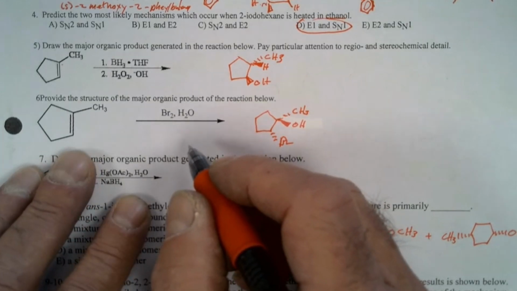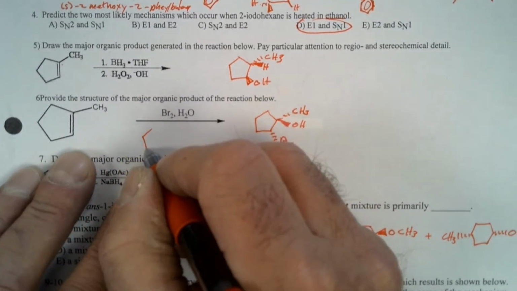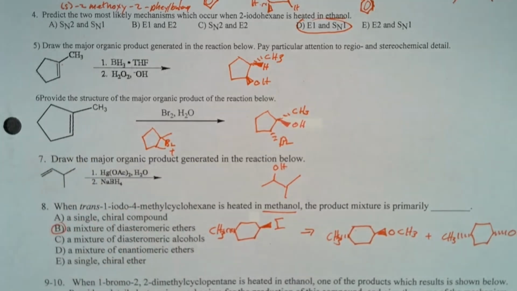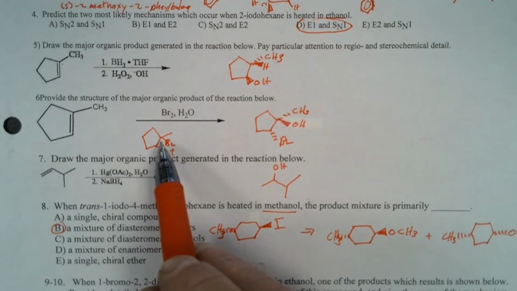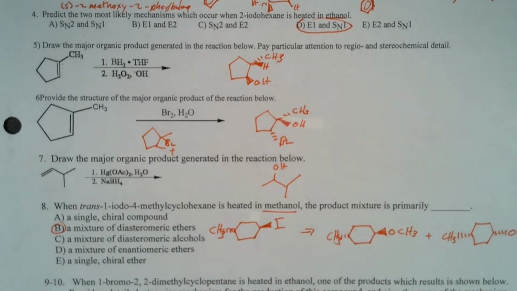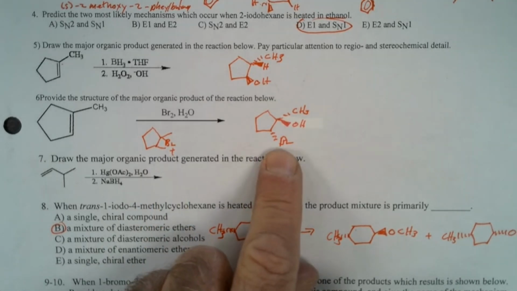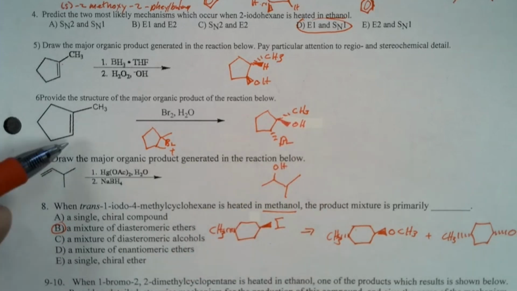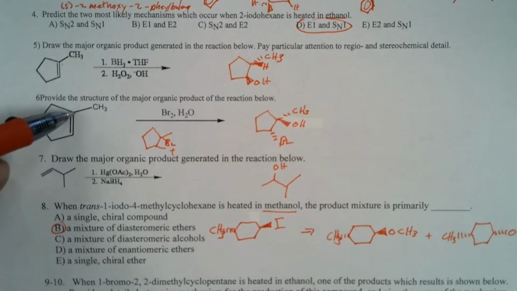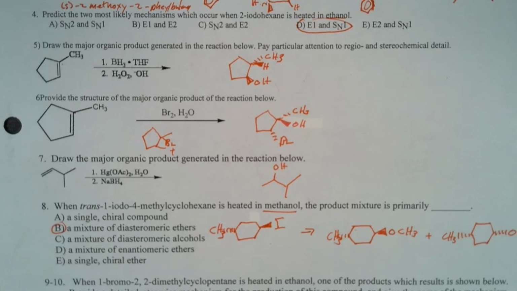So this is the halohydrin formation. The intermediate looks something like that. And then the water comes and hits, and it's going to hit on the more substituted carbon. So that means in the end, bromine's going to be on this carbon, the OH is going to be on that carbon.